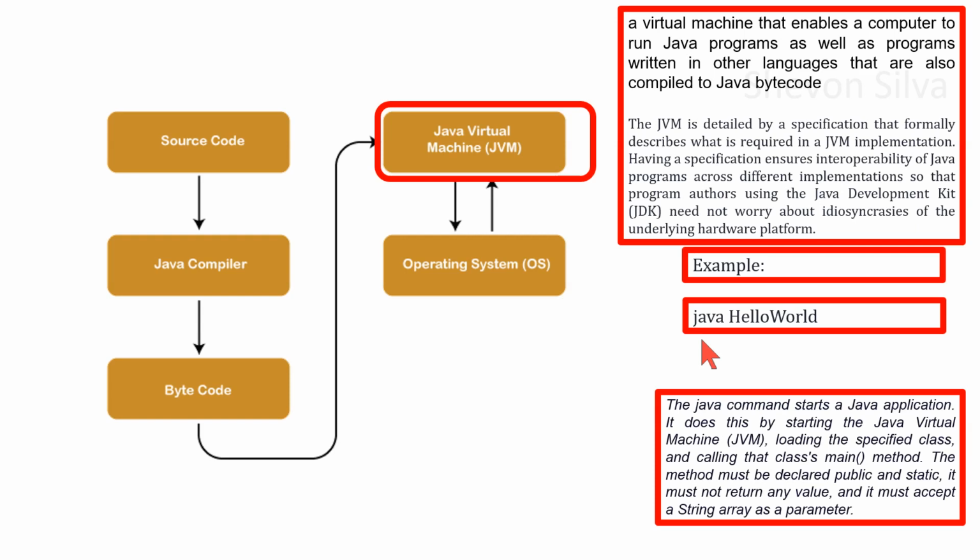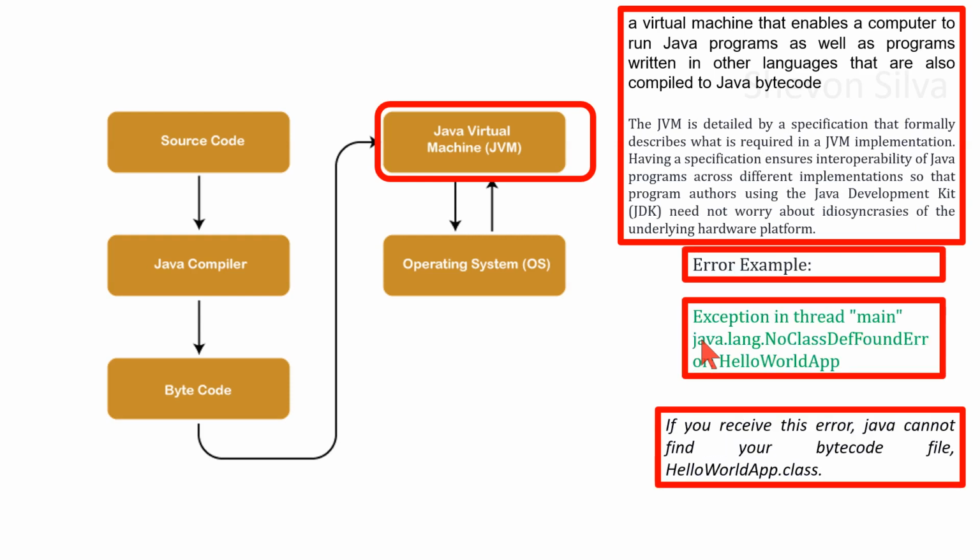The java command starts a Java application. It does this by starting a Java virtual machine, JVM, loading a specified class and calling that class's main method. The method must be declared public and static. It must not return any value, and it must accept a string array as a parameter. For an error example, Exception in thread main java.lang.NoClassDefFoundError: helloworldapp. If you receive this error, Java cannot find your byte code file helloworldapp.class.